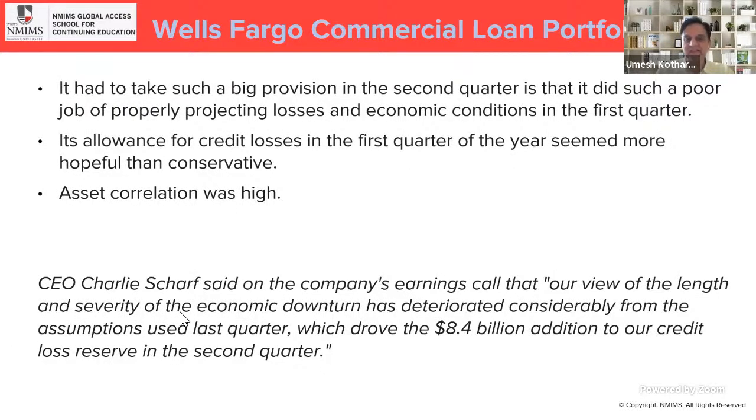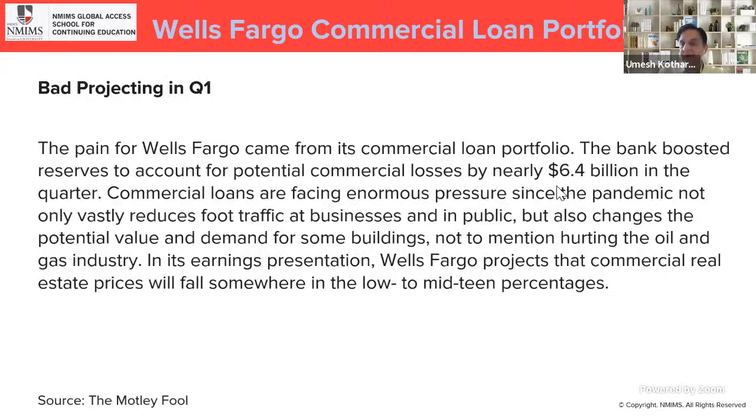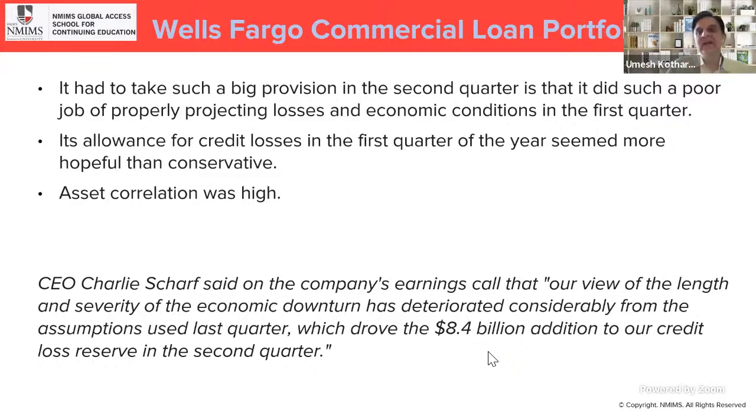What their CEO said, and this is an excerpt from the company's earnings call, is that our view of the length and severity of the economic downturn has deteriorated significantly from the assumptions that were made last quarter, which drove an 8.4 billion addition to our credit loss reserve in the second quarter. So 6.4 plus 8.4, all because of poor estimation of losses and not being able to decipher the learnings from the market environment. So this case, of all the risks that it possesses, I think market risk is right on top, which we now know can have a significant impact on losses. And you definitely need to be constantly reviewing your market risks because we live in an environment which is so dynamic, especially from the point of view of the market that we are in.